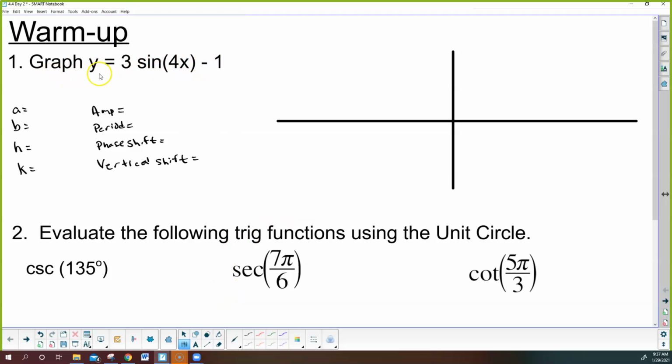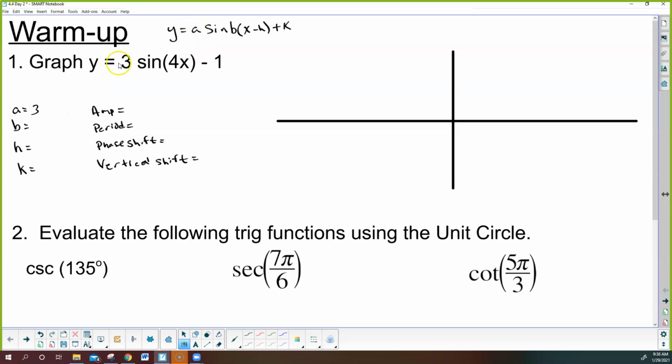Okay, with our warm-up to graph the sine function, we want to identify a, b, h, and k. And if you need to, you can always set up the values. Actually, I usually put b right outside. We had talked about b was really the only thing that's officially new to us. Everything else was present in other functions we studied.